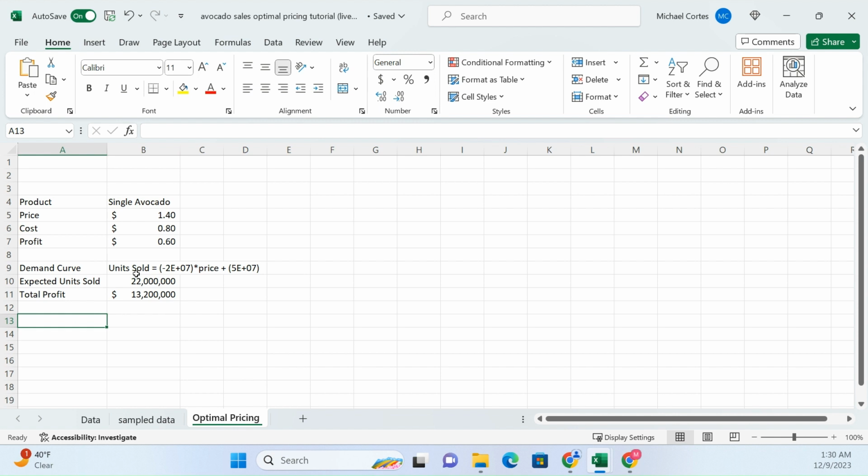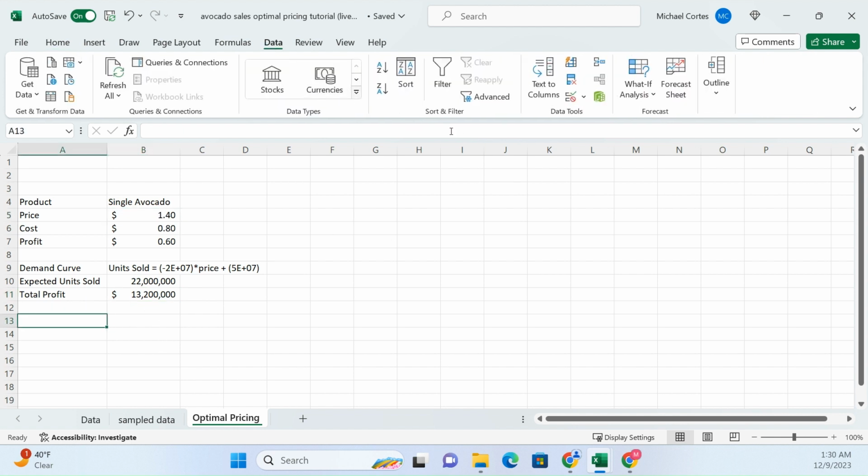So all we need to do is basically repeatedly calculate the total profit at different prices sold. And this is where we can use a nice feature of Excel, the what-if analysis. So I'll show you how to do that here. But basically, all we're going to do is calculate the total profit repeatedly for different prices sold, and then we can go from there.